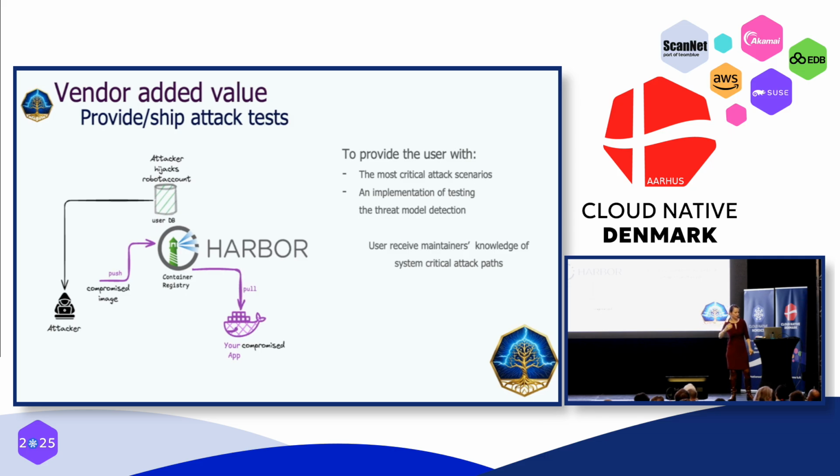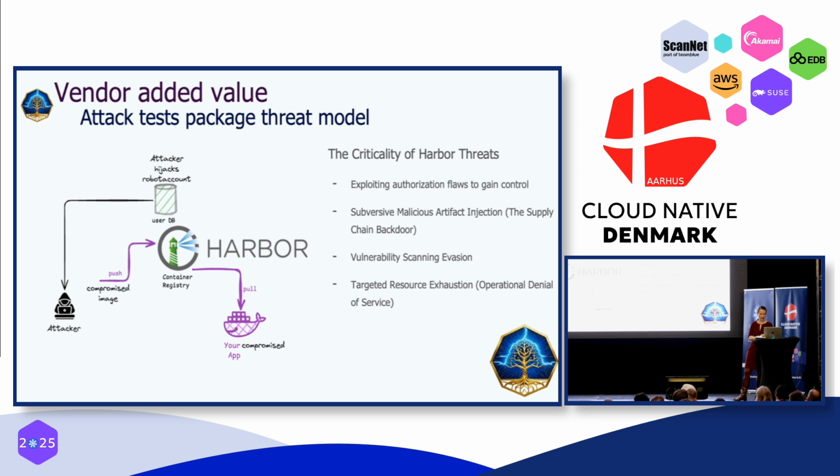So, for example, one of the critical exploits would be malicious attack injection. If you have a supply chain backdoor inside Harbor itself, they model it, the people that implemented it give us the test so that I can check: this is what the attacker did, would I see it? So I can basically check, am I blind to this attack? That means I need to do something else, or I'm not.